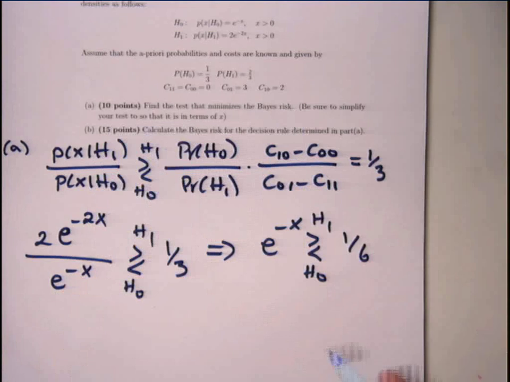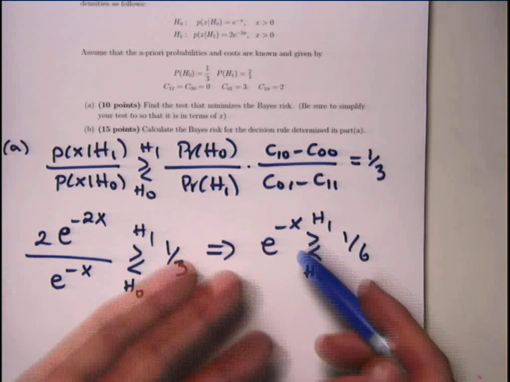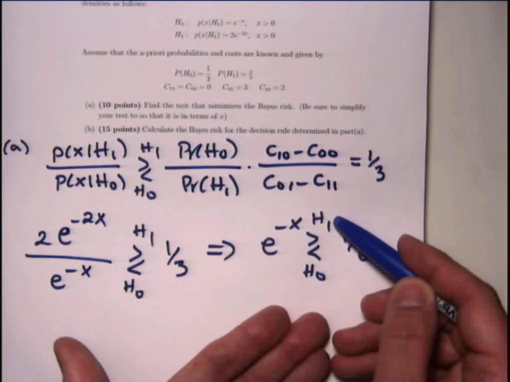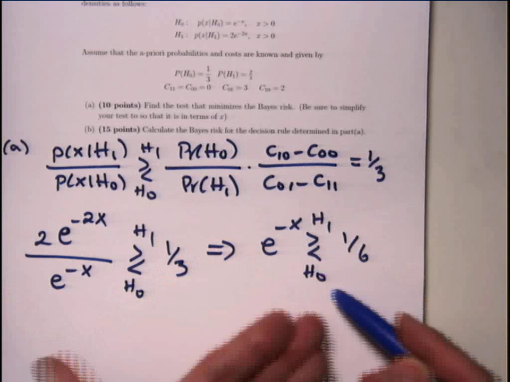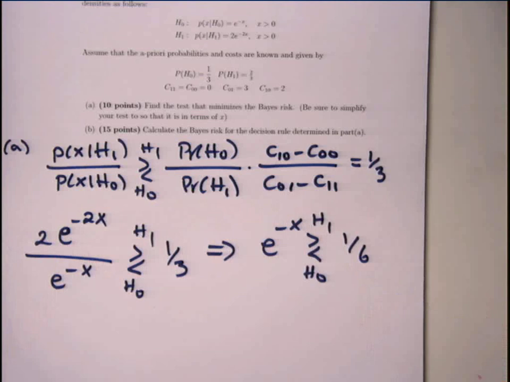So when I say I want you to find the answer in as simple a term as possible, what I mean is I want you to give me a range of x for which I'm going to decide H1 and a range of x for which I'm going to decide H0. Okay, this is kind of implicit, so you need to be simplifying this even further.